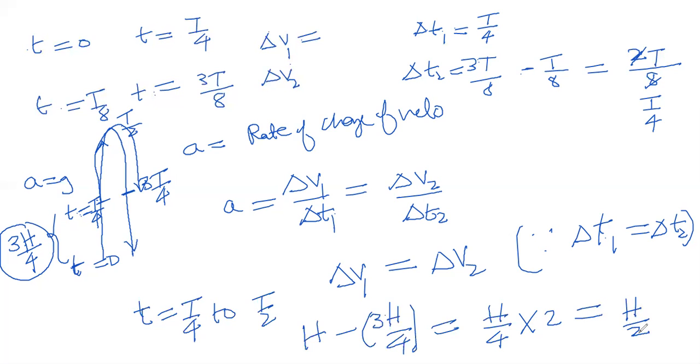Are we getting the same answer? We're not getting the same answer. Is it or not? This distance is different. So the C option is wrong. Is it understood? Yes, sir. Now let us check the D option.